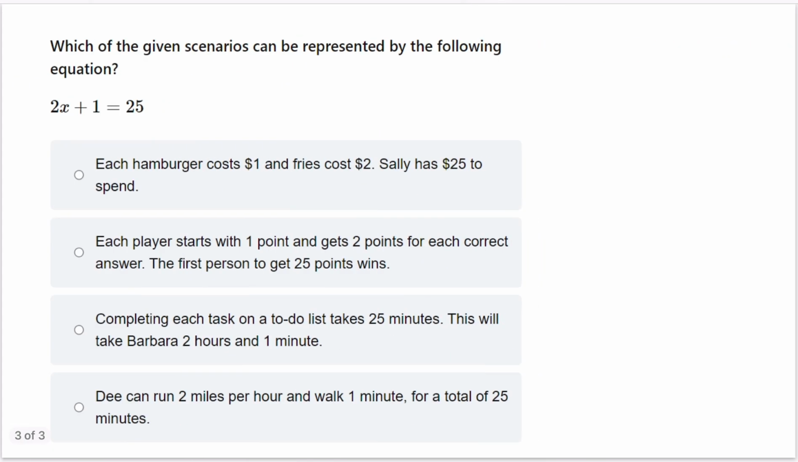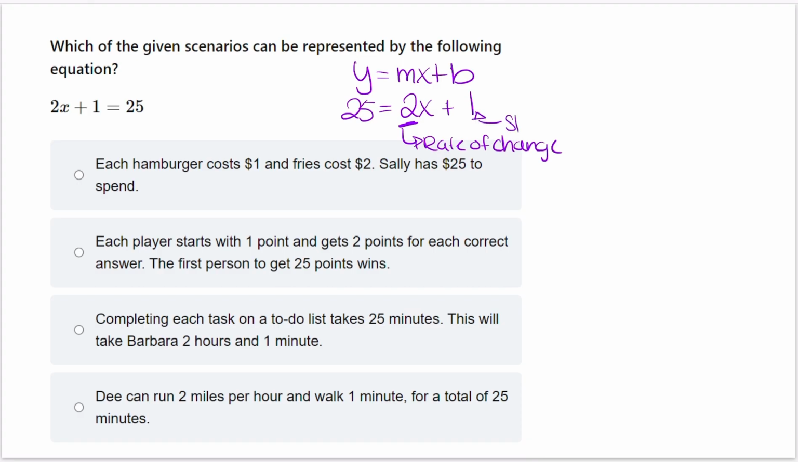So now let's try this example. Which of the given scenarios can be represented by the following equation? So we have a linear equation, 2x plus 1 equals 25. If you think about it, it kind of is in y equals mx plus b form, right? Instead of y, we have 25. Our mx is kind of like 2x, and then we have plus b, which is 1. So we're going to look for a scenario that has a rate of change of 2, and it has a starting value of 1. Okay, so that's going to be the idea here as we go through these answer choices.